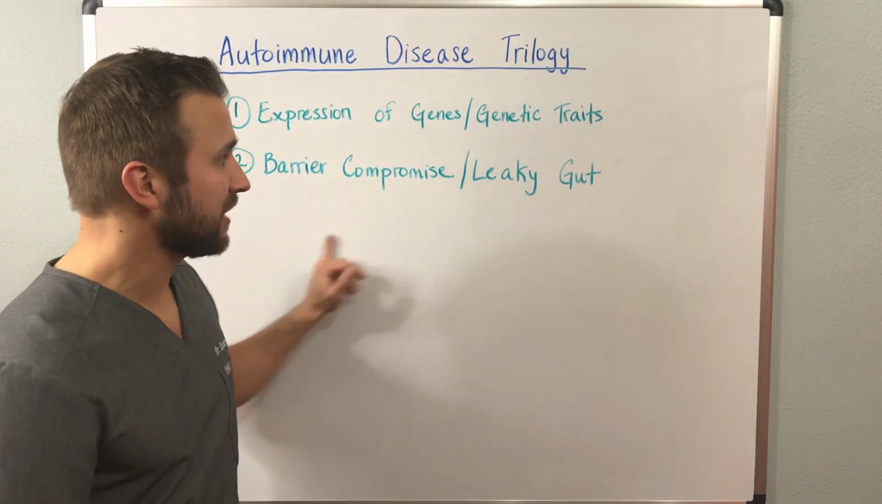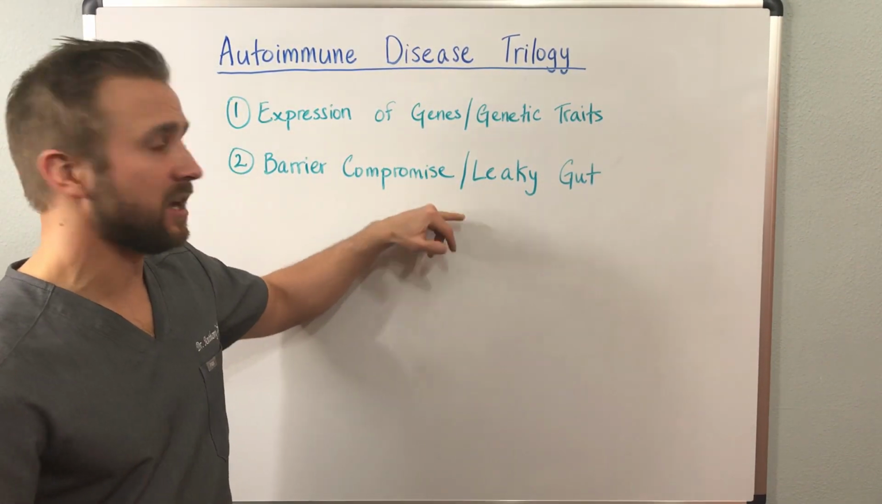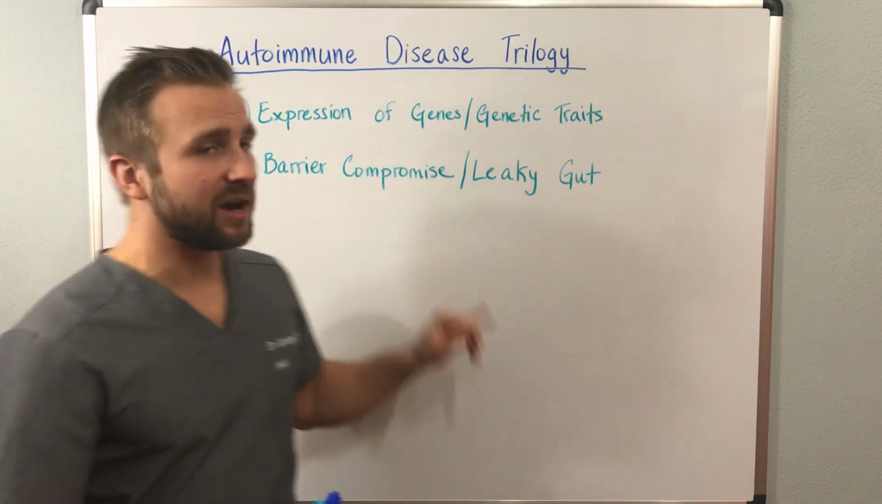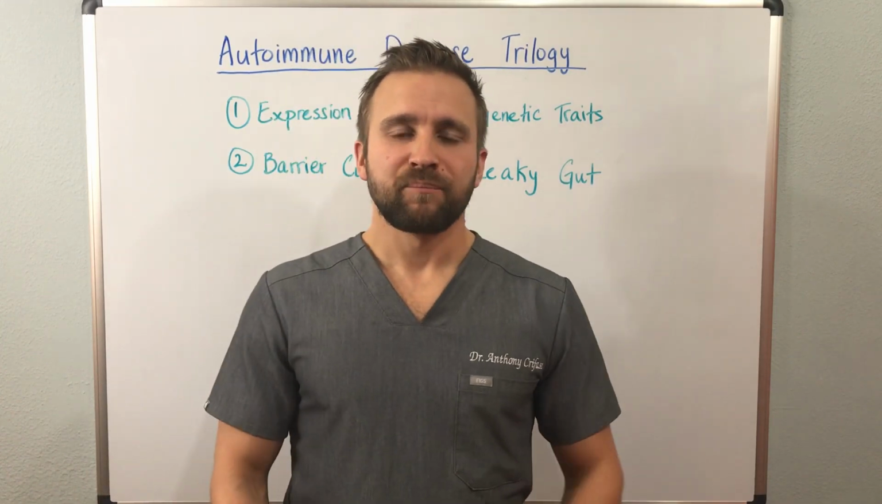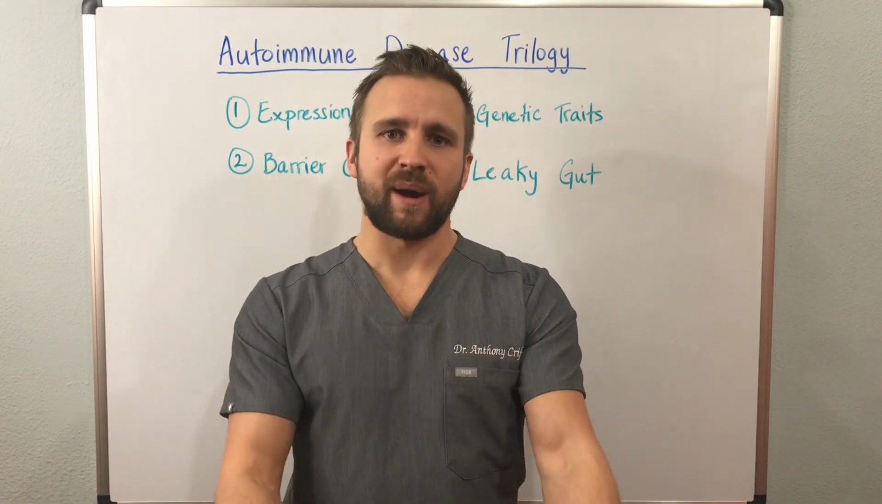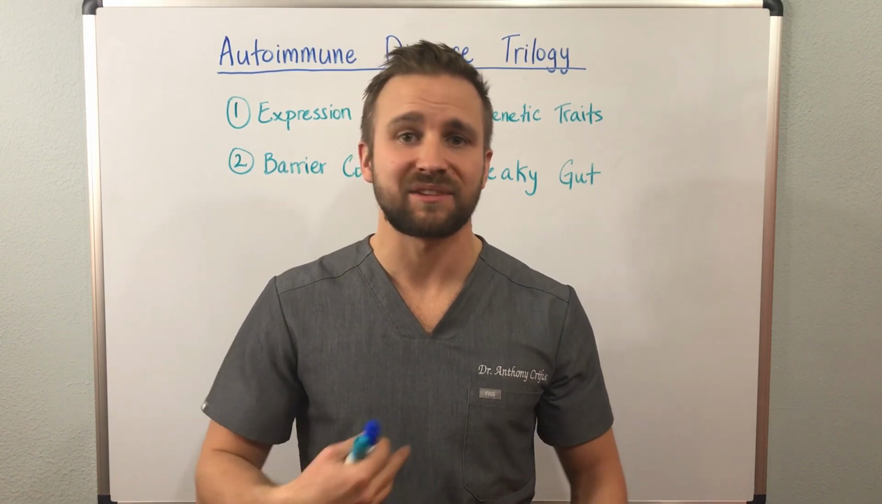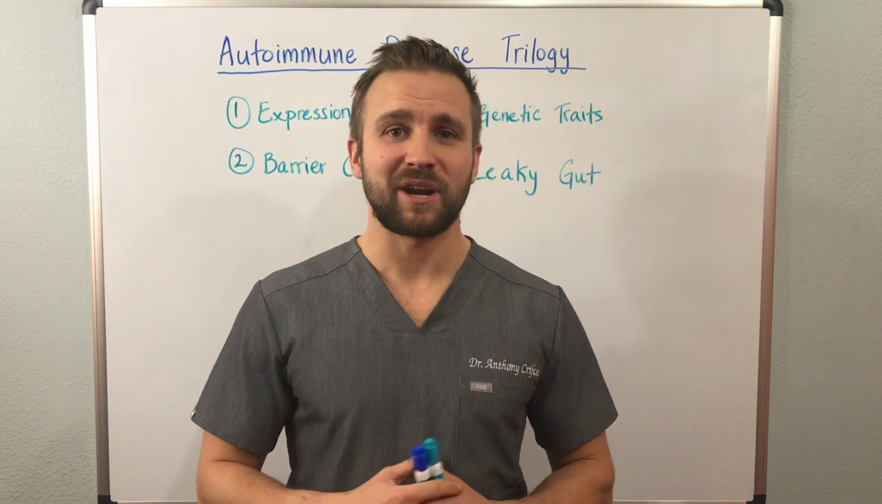So barrier compromise or leaky gut, this is the gateway to autoimmune conditions. Okay, this is one of the biggest gateways here. So barrier compromise. What is a barrier? You have barrier systems all over your body. You have your skin, you have your saliva, you have your tonsils, you have your stomach acid, you have your digestive tract lining.